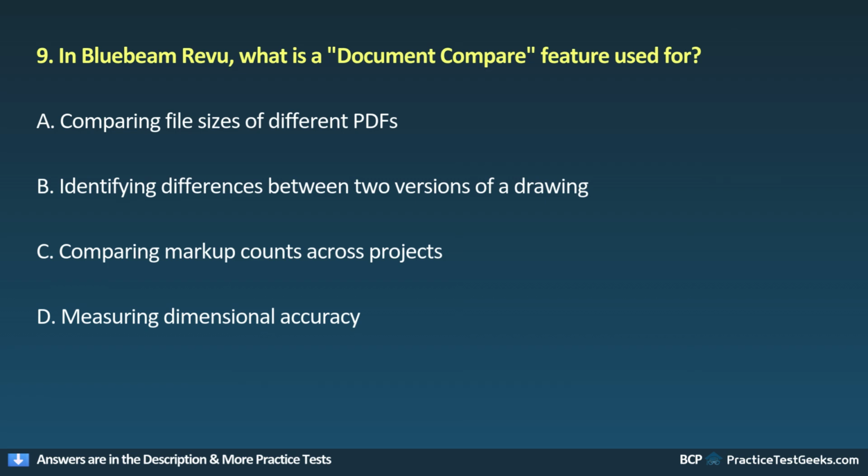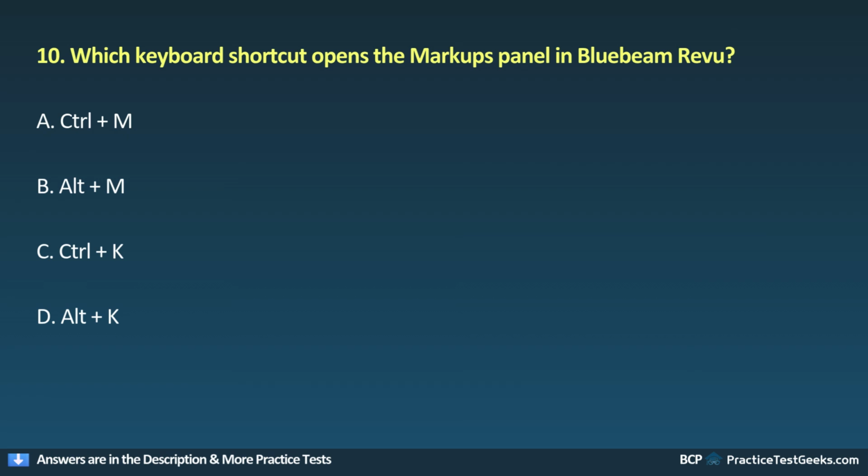A. Comparing file sizes of different PDFs. B. Identifying differences between two versions of a drawing. C. Comparing markup counts across projects. D. Measuring dimensional accuracy. 10. Which keyboard shortcut opens the Markups panel in Bluebeam Revu? A. Control plus M. B. Alt plus M. C. Control plus K. D. Alt plus K.